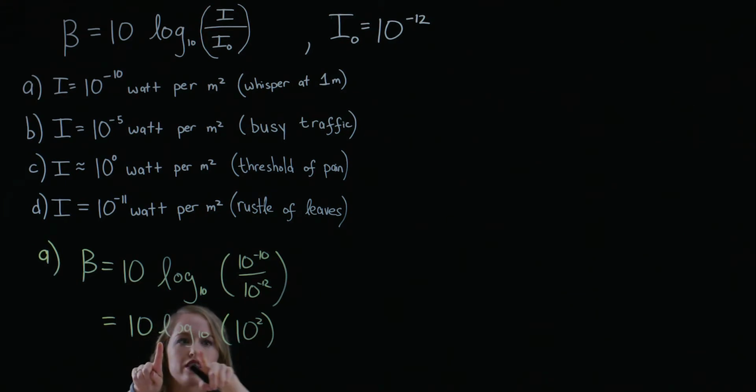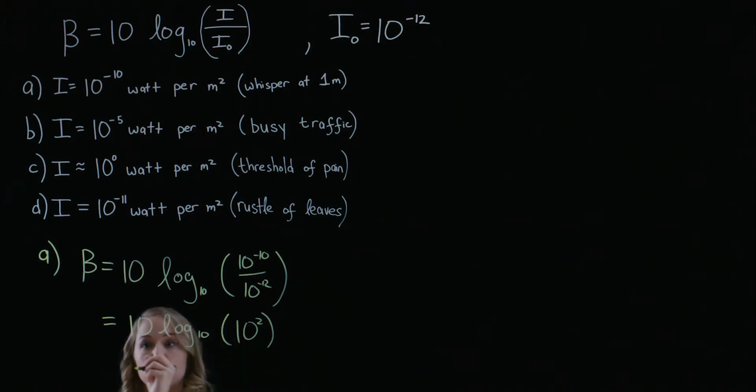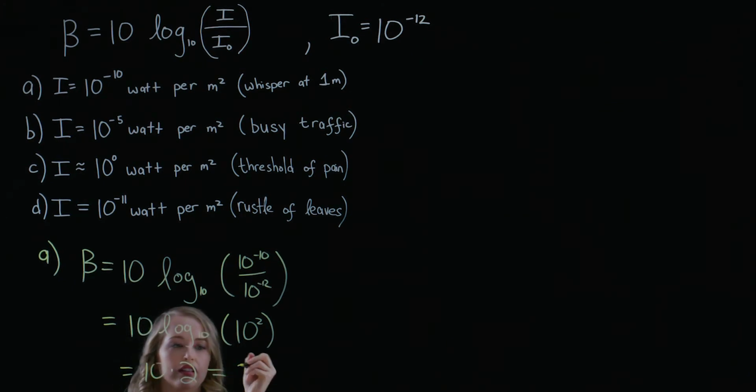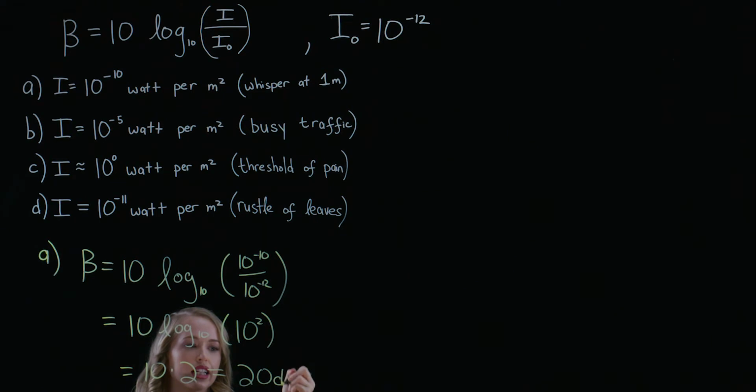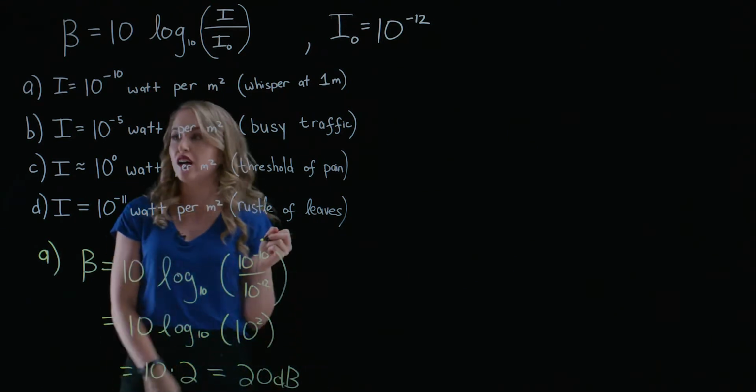Here, how do I solve this log? I ask myself, 10 to the what power equals 10 to the second power? That'll be 2. It becomes 10 times 2. The level of sound here is 20 decibels. Great. Moving on to part B.